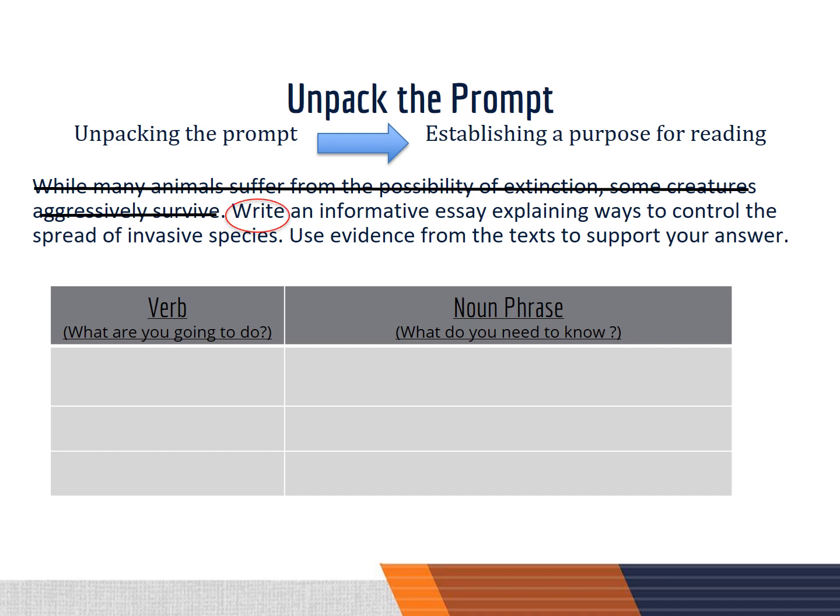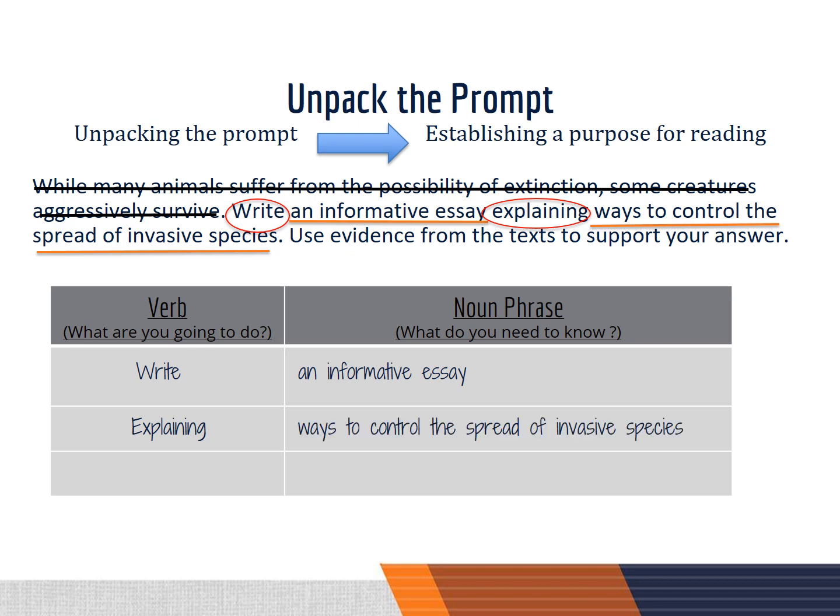We have write. So what am I going to do? I'm going to write an essay, obviously. How do we know that? We're going to write an informative essay. So we're writing an informative essay. We have to explain. Our verbs are write and explain. What are we explaining? The ways to control the spread of invasive species. Perfect. We can throw that in the box too.